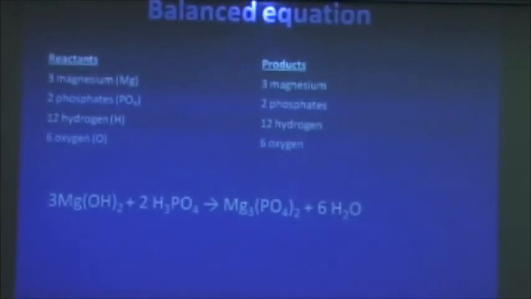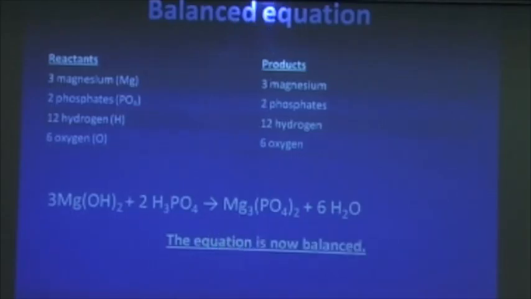Balanced equation. Reactants: 3 magnesium, 2 phosphates, 12 hydrogen and 6 oxygen. Products: 3 magnesium, 2 phosphates, 12 hydrogen and 6 oxygen. This is the equation. The equation is now balanced.